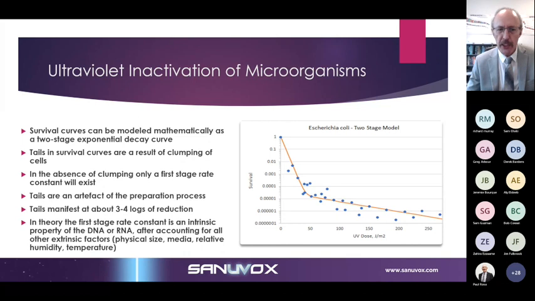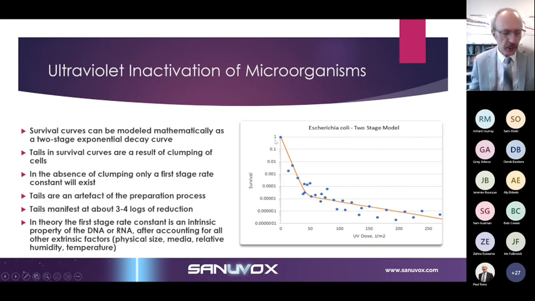There really is no second population. This is an old idea that there are two populations. It's just that some of the microbes have protection from UV, and so they appear to be more resistant, although their intrinsic resistance is no different. Survival tails are generally an artifact of the preparation process. If the preparation process enhances clumping and clustering, you will get a survival tail. If there are impurities in your solution and the microbes are protected, you will get a survival tail.